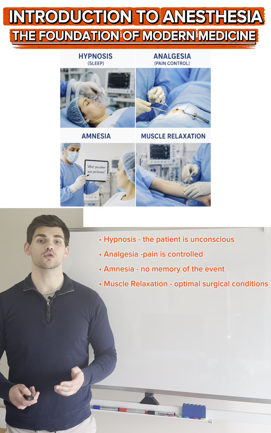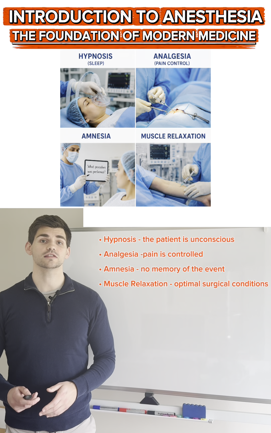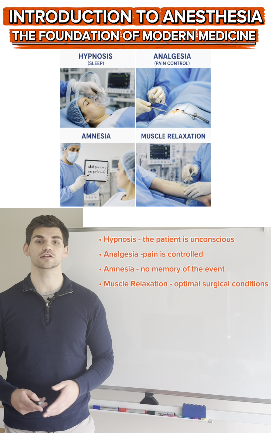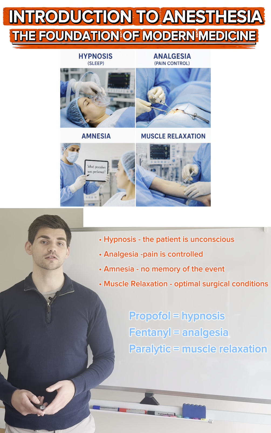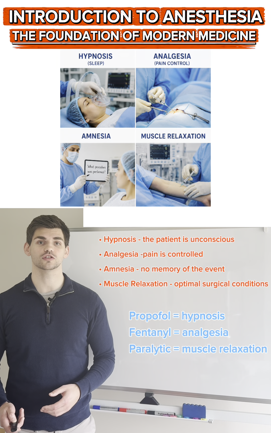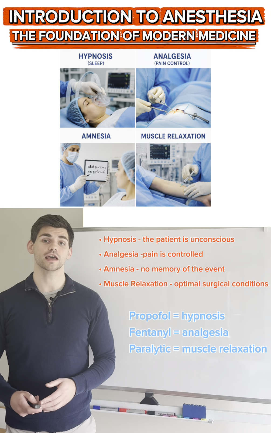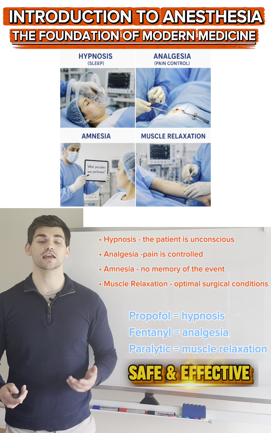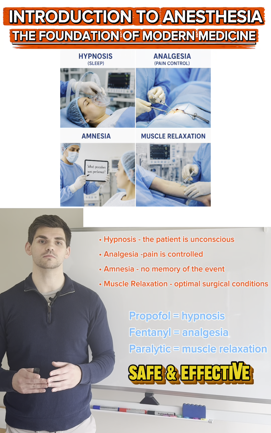This is extremely important early on. Anesthesia is not just one drug. It is a carefully balanced physiological state created by multiple medications working together. For example, you might use propofol for hypnosis, fentanyl for analgesia, and a paralytic for muscle relaxation. Each drug has a specific role, and your job as a future anesthesia provider is to understand how to combine these safely and effectively. That's where the art and the science of anesthesia begins.